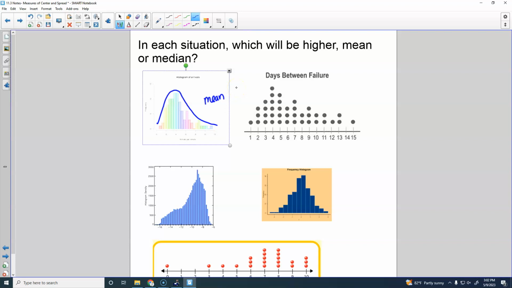Okay? For the next one right here that says days between failure, I don't know. Probably like failure of a machine part or something, but I guess it could be days between your personal failures in your life. I'm not sure.